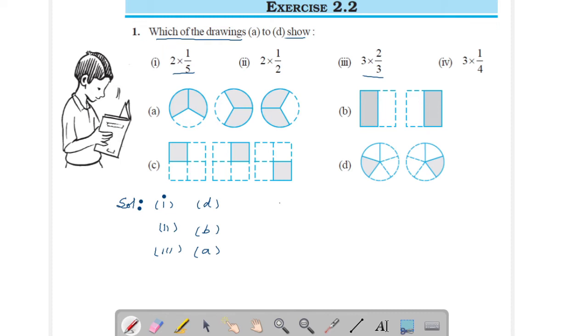Then fourth part, it is 3 into 1 upon 4. Its answer is C part, because this square is divided into 4 parts and one part is shaded. If you write in fraction, this can be written as 1 upon 4. Here again it is 1 upon 4. Again here it is 1 upon 4 and it is multiplied 3 times. This can be written as 3 into 1 upon 4. Your answer is C part.